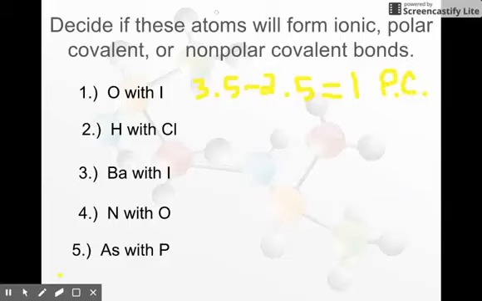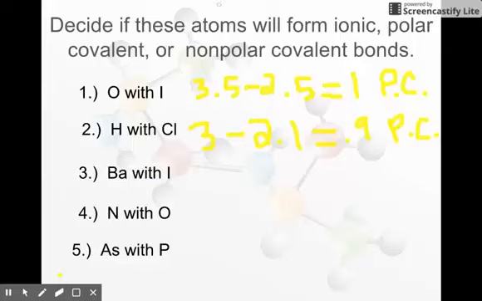So we have hydrogen and chlorine. If we look those two up, hydrogen has a value of 2.1, chlorine has a value of 3.0. So always take the highest minus the lowest. And on this one, we get a difference of 0.9. And again, that's going to fall in the polar covalent range, greater than 0.5, but less than 1.9. Let's try the next one.